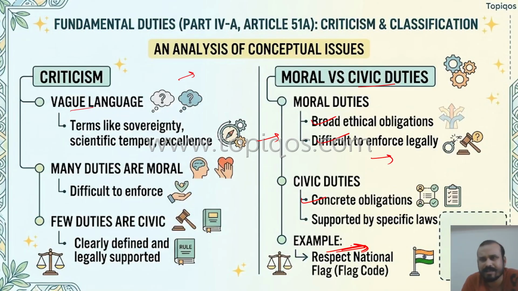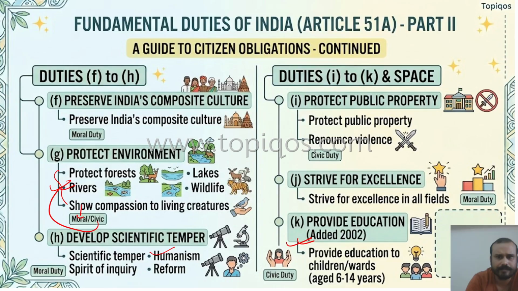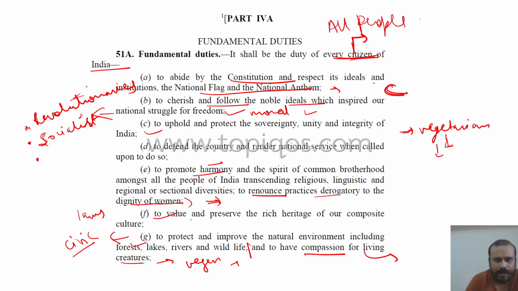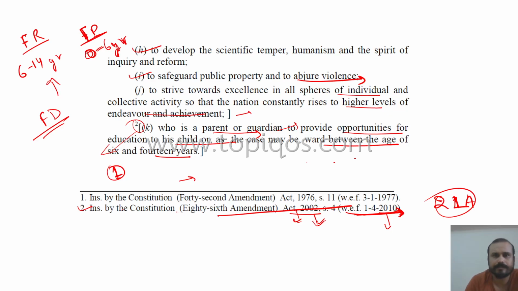Excellence. How do you define excellence here? It says to strive towards excellence in all spheres of individual and collective activity, so that the nation constantly rises to higher levels of endeavor and achievement. How do you define these terms? Very difficult to define. Like scientific temper, humanism, spirit of inquiry and reform. So these are moral duties, and they're subject to multiple interpretations.